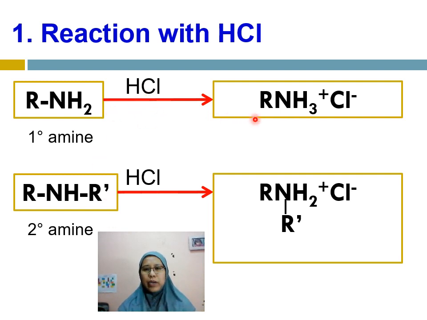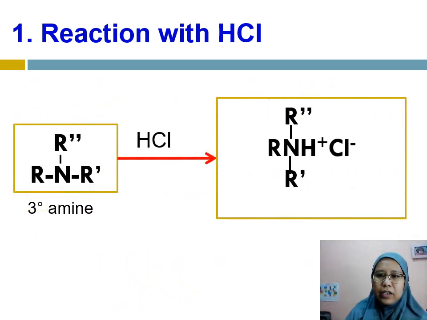We are going to get an ammonium salt, but only one R is joining the salt. Secondary amine is going to have two R's, and tertiary amine is going to form a tertiary ammonium chloride salt whereby all the 3 R's are attached to the nitrogen. Remember, nitrogen has one lone pair.